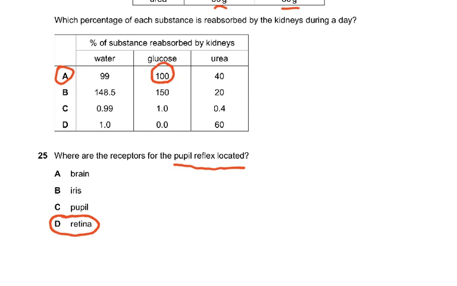So receptors for the pupil reflex. The pupil becomes smaller in diameter when there is bright light. So this is how you have to figure that out. The retina is the one which will have the receptors, which will detect that there is now more light entering the eye. So we need to protect the eye. It's a protective mechanism, because extra light can damage the retina, not the eye. Too much light can damage the retina.